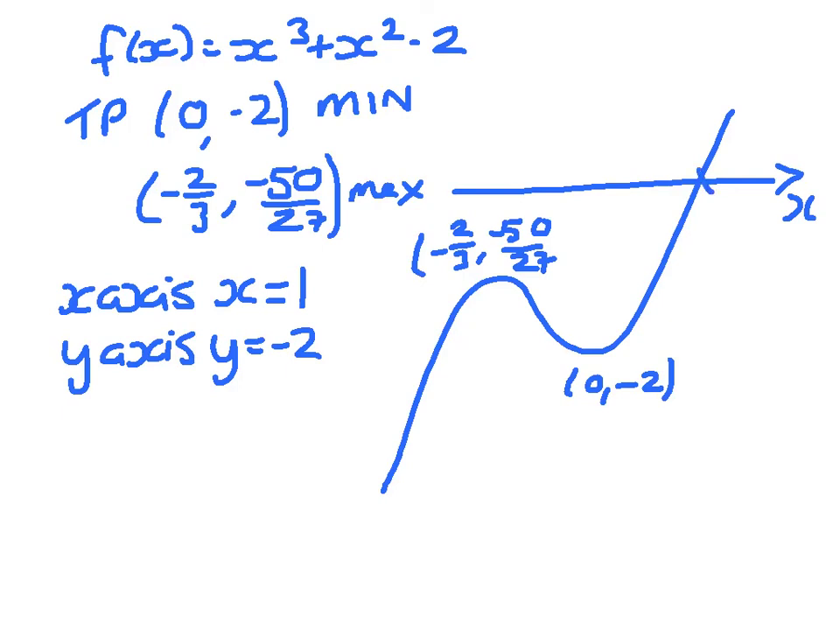I know it crosses the x-axis at 1, so I can mark this on at 1. And I can draw on my y-axis because my minimum is at 0, minus 2, so the axis must go through that. So I have y, and that is the sketch of my curve.